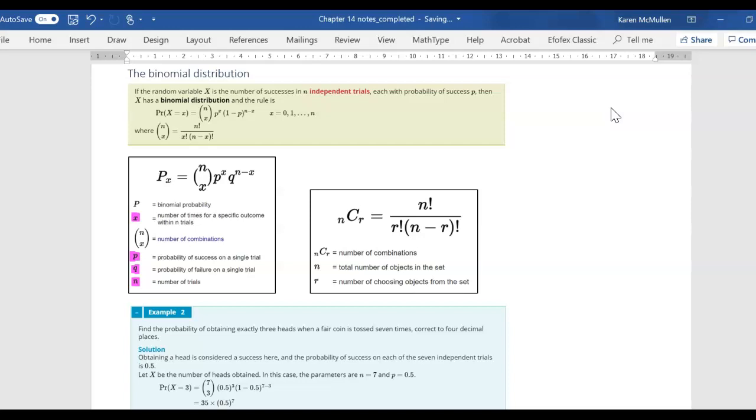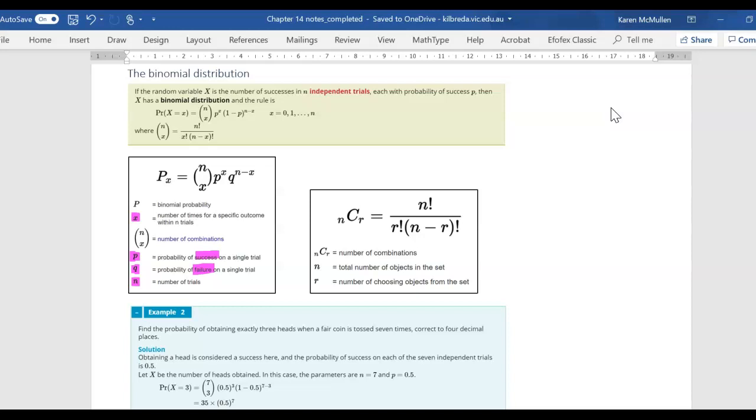p and q are the probability of success and the probability of failure. Because we're only looking at an event as having 2 possible outcomes, success and failure, you've got your probability of success, and then 1 minus that will give you q. So you can always calculate q even if it's not given to you.